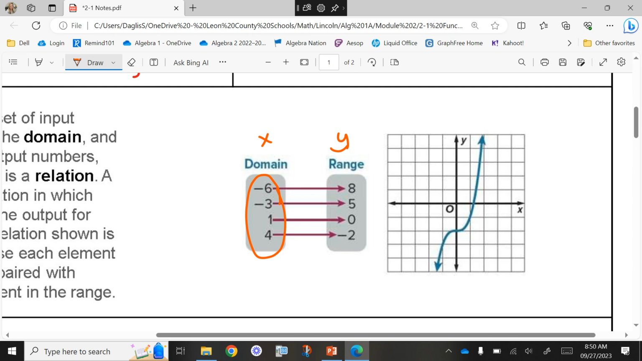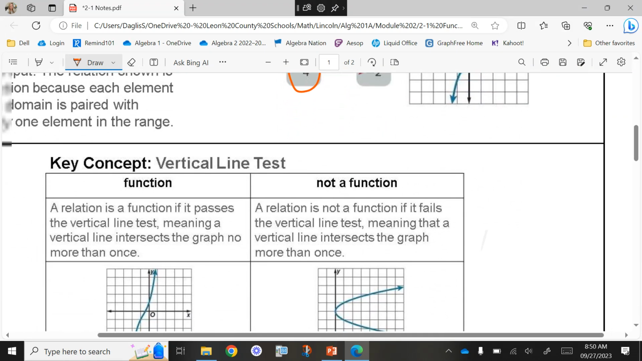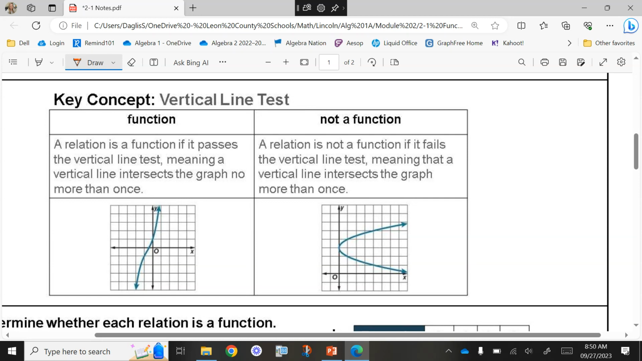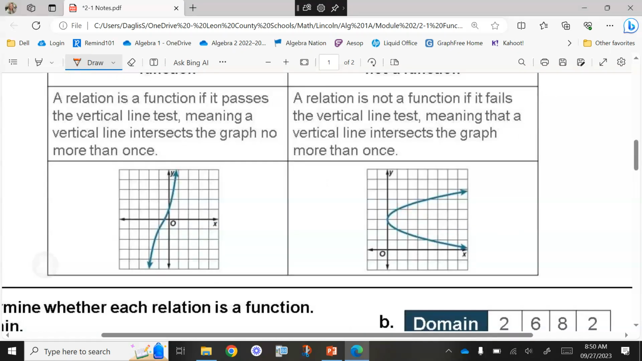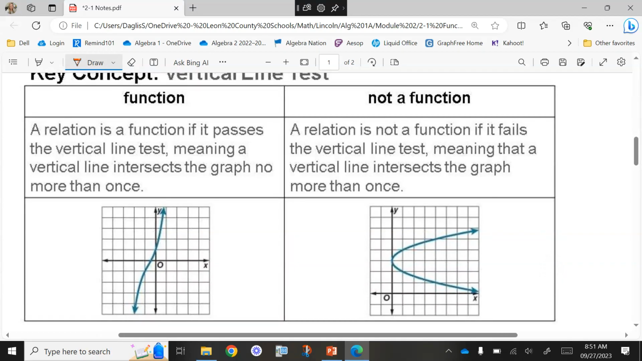Okay? When we have a graph to look at, there's a test we're going to do. And the test is called a vertical line test. Okay? So these graphs are both relations. Okay? A relation is a function if it passes the vertical line test, meaning a vertical line intersects the graph no more than one time. So if I took a vertical line, which is up and down, right? And I kept drawing it over and over and over, it's never going to touch that graph more than once.